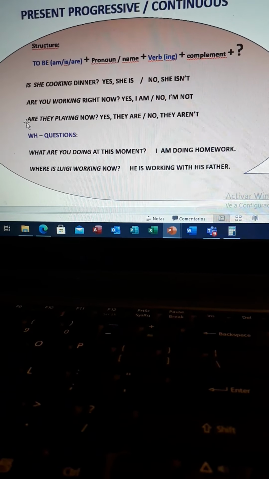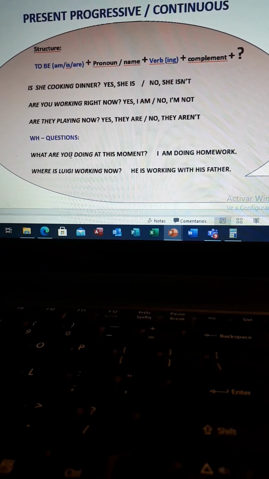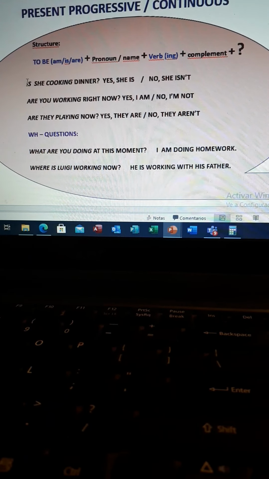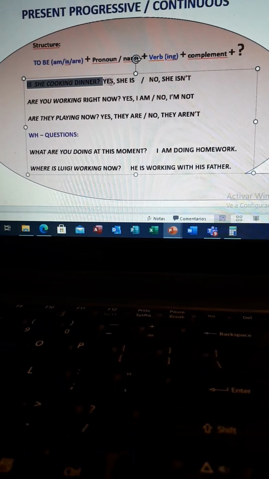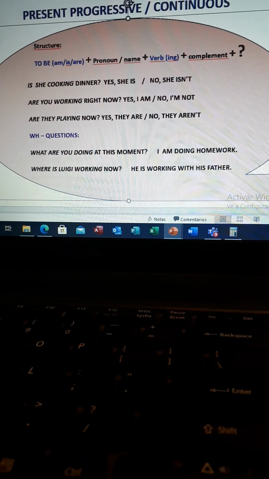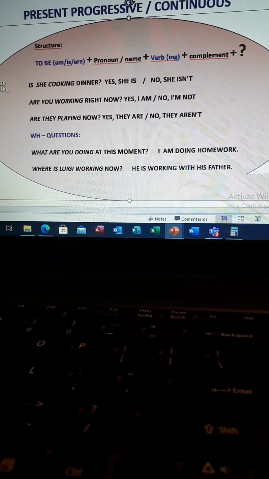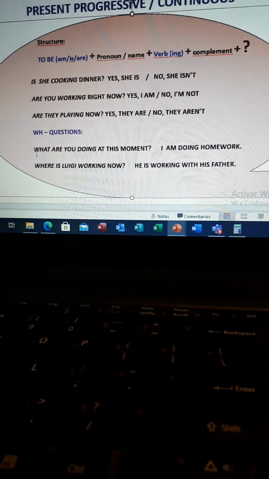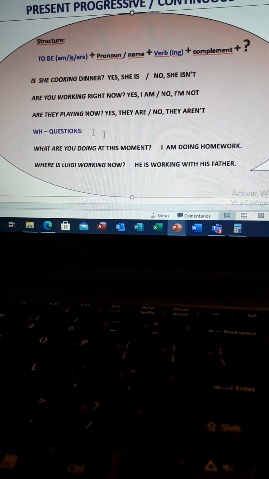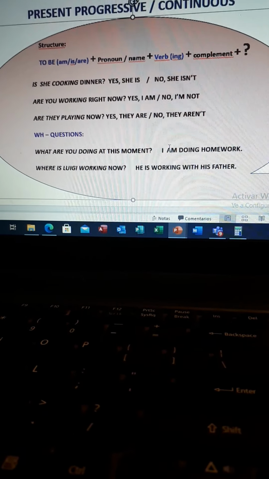the WH question goes first, and then the auxiliary, and then the pronoun or name, and then the rest. Okay. So as this question, the only thing that you're going to do is to add a WH question at the beginning. Okay. Not in the middle, not at the end. At the beginning. Okay. So what are you doing at this moment? What? And like it is an open question, you have to answer with an open answer, okay?